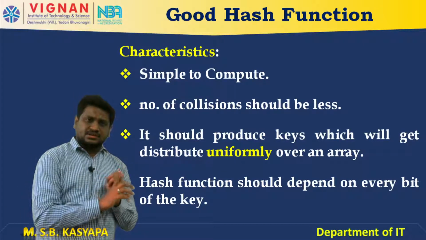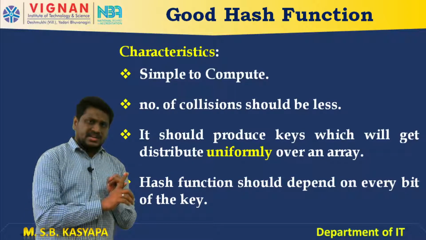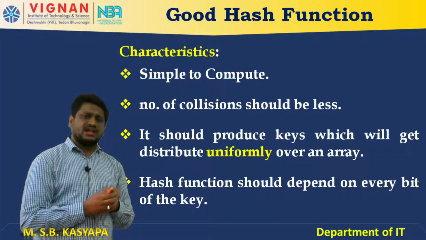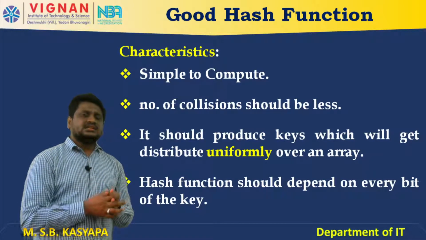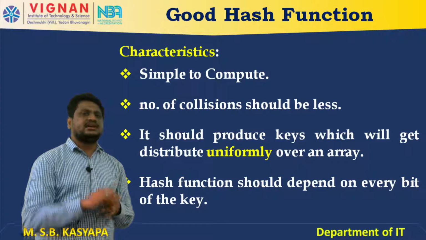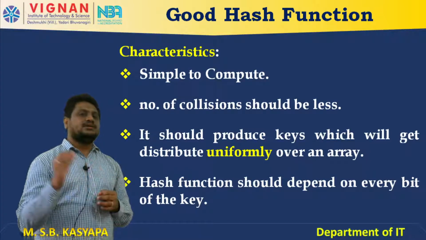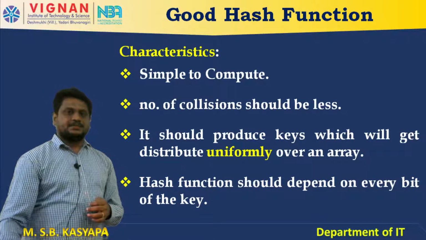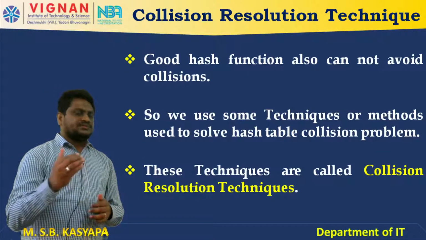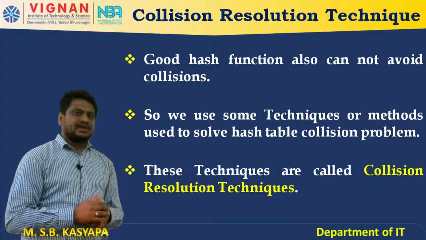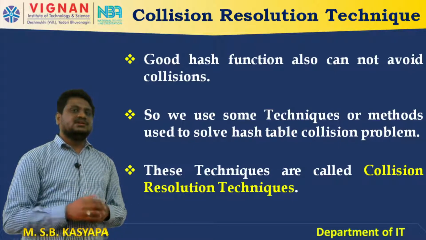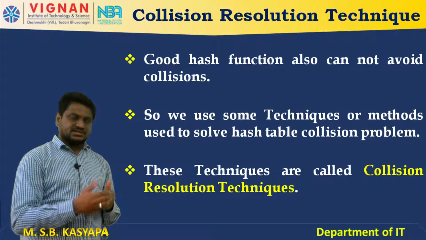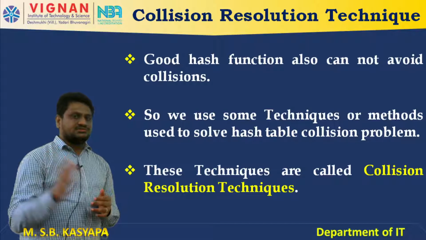It should be simple to compute, the number of collisions should be less, it should distribute the key values uniformly, and the hash function must take the complete key, not a part of it. So, these are the characteristics of a good hash function. We discussed a good hash function, and why? In general hash functions we get some collisions, so to avoid collisions we have to use a good hash function.